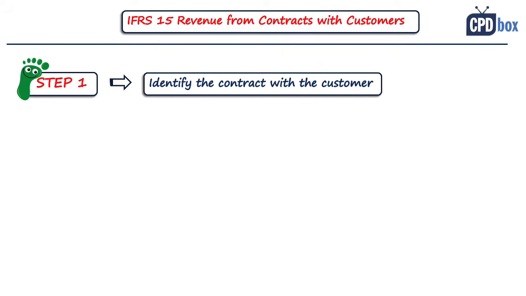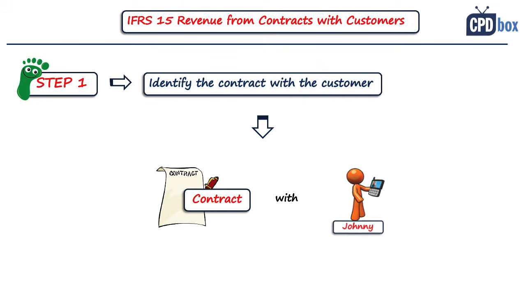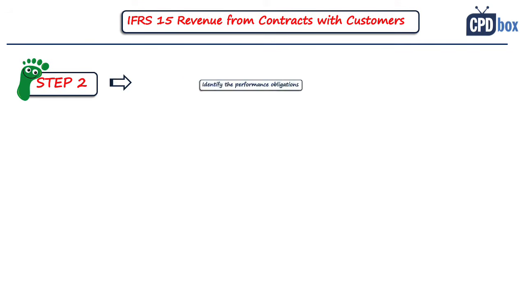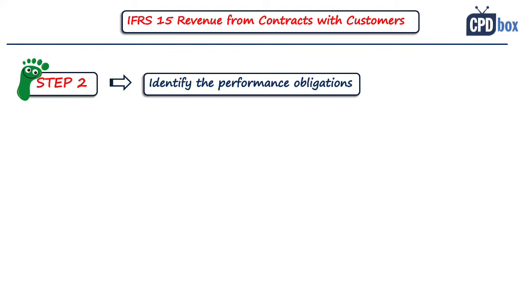Here it's clear, very straightforward, because ABC has a written contract with Johnny. Let's move to step number 2. Identify the performance obligations in that contract.